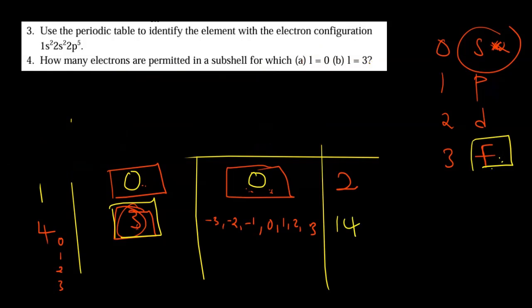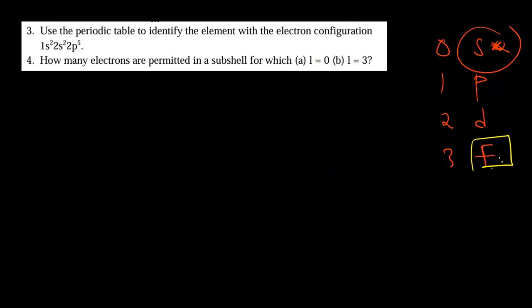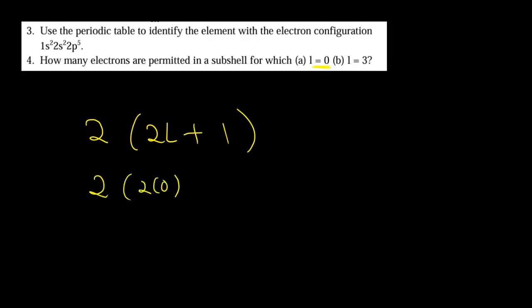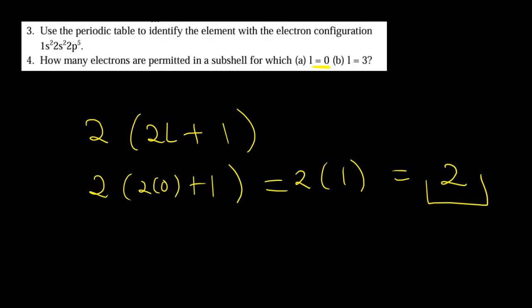But if you want, you can just use this simple formula. I was just explaining that so that you know where it's coming from. The number of electrons that are permitted in a certain subshell is given by the formula 2(2L plus 1). This will give you the number of electrons that are permitted. Here our L is 0, so it will be 2 times (2 times 0 plus 1), which is just 2. So the number of electrons permitted for L equals 0 is 2.